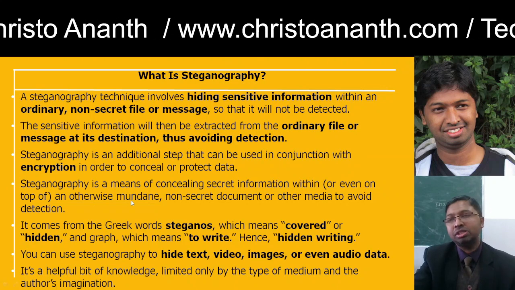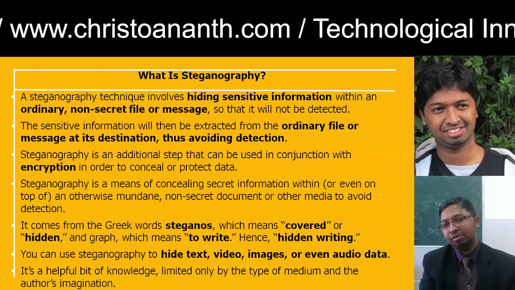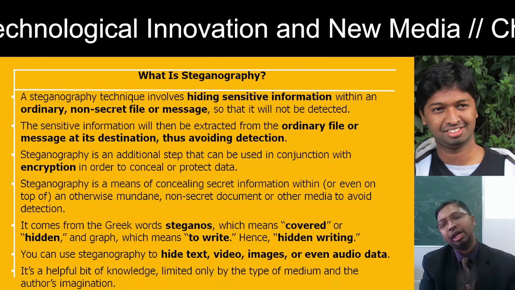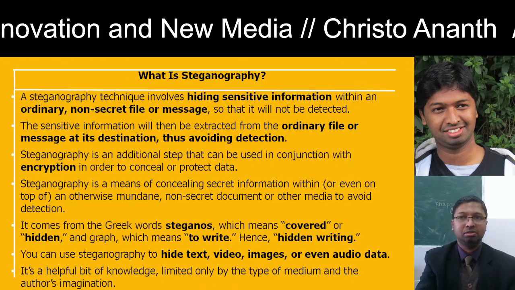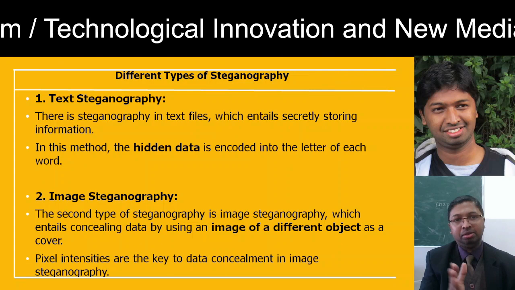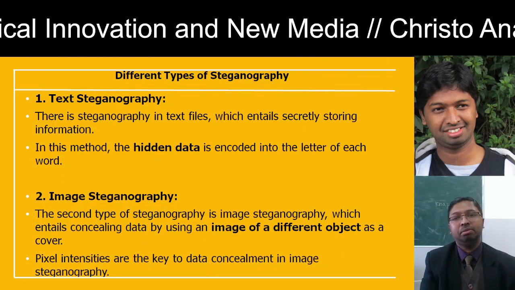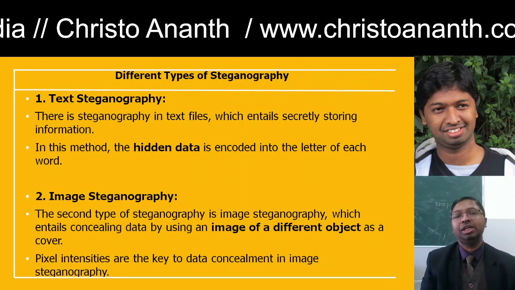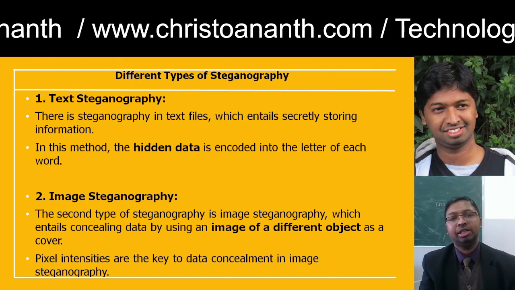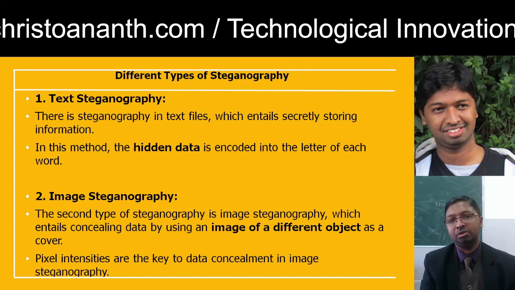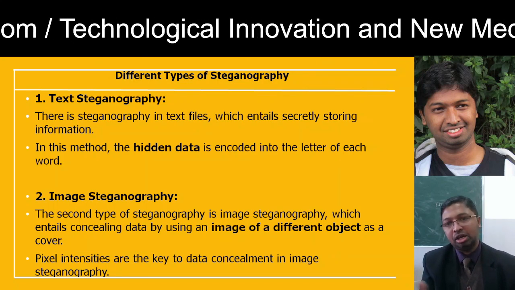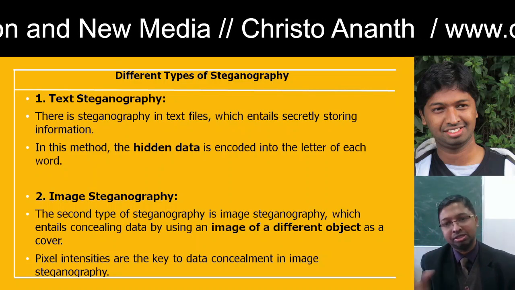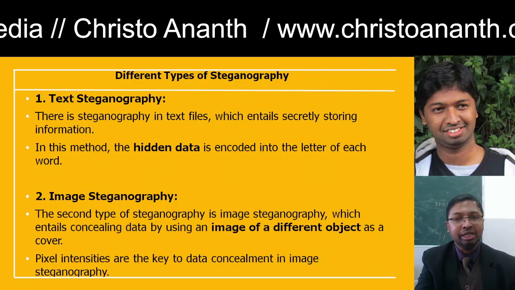So you can use steganography to hide text. You can hide content in images, video, even audio. Of course you can understand the standards given. In the case of text, we are going to secretly store this information, so the hidden data is encoded into the letters of each word. Even in the case of image steganography, you are going to hide it in the image of a different object as a cover. Maybe the pixel intensities are where you can store these details, so that you can call it image steganography.